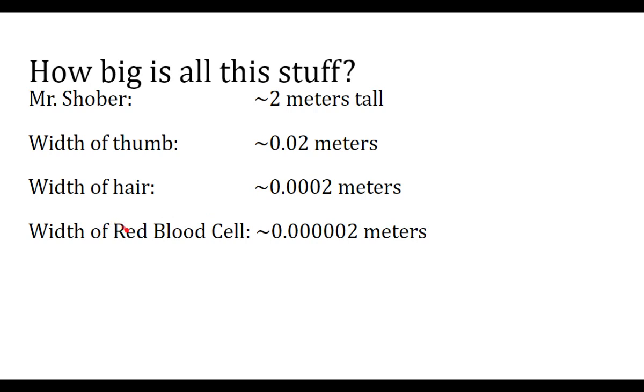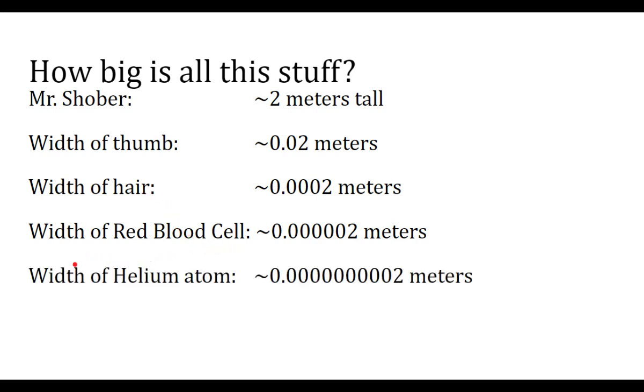Okay, so now let's go down even smaller. So the width of a human red blood cell, which is, by the way, one of the smallest cells that we have. And we're actually talking here about the smallest part of that cell, and so that is another 100 times smaller than your hair, right? But buckle up because we're not done yet.